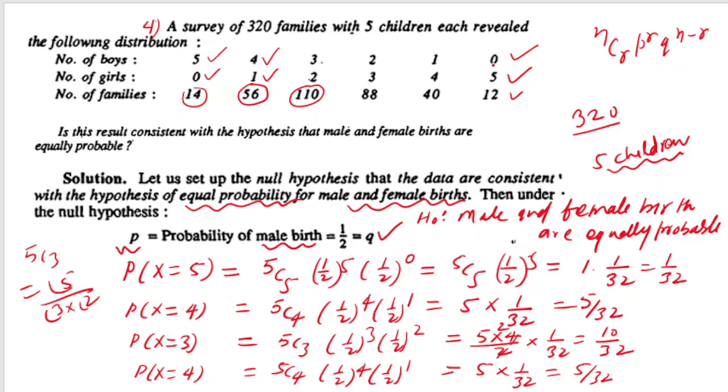Sorry, I have made a mistake here. I have done 5, 4, 3, then I wanted to calculate for 2 here. So I will write 5C2, and 5C2 will be 5 into 4 by 2 into 1, so it will be 10. So it will be 10 by 32. So we have 1 by 32, 5 by 32, 10 by 32, 10 by 32.